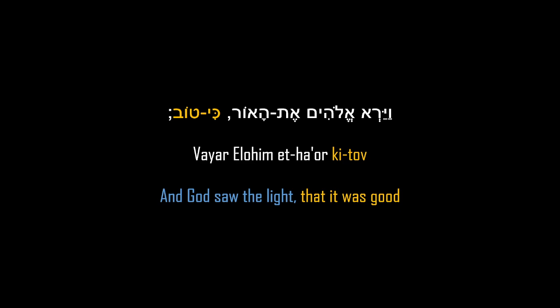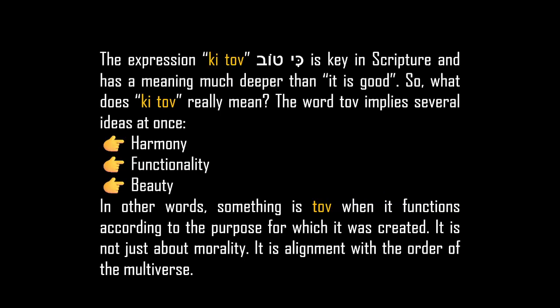Genesis 1:4 says, Vayar Elohim et ha'or ki tov, and God saw the light that it was good. I highlight the word Ki Tov because it is the first concept we are going to study. What does Ki Tov mean in Hebrew? The expression Ki Tov is key in Scripture and has a much deeper meaning than simply good. So if it goes beyond good, what does it really mean?